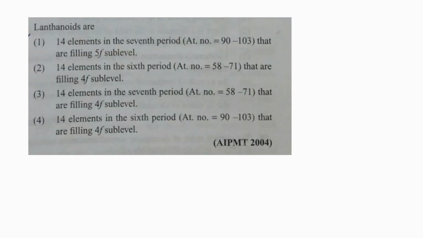See this question, lanthanoids are 14 elements in the 7th period. Lanthanoids belong to 6th period. So this option is wrong. 14 elements in the 6th period, atomic number 58 to 71 that are filling 4f sublevel. It is correct only. Then what about this one? 14 elements in the 7th period. This is wrong. Lanthanoids belong to period 6. Then 14 elements in the 6th period but atomic number given is different. So this one is also wrong. What is the answer? Answer is the second one.